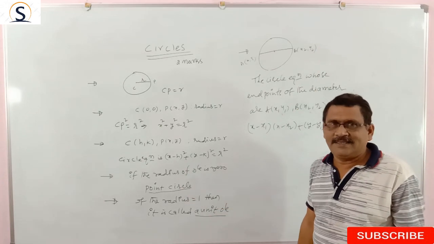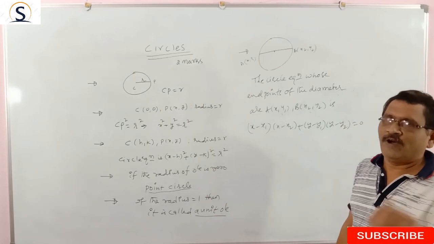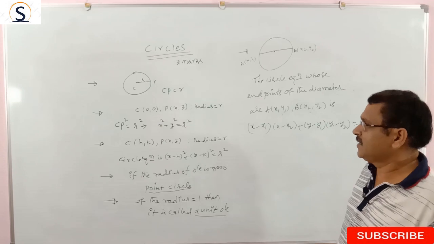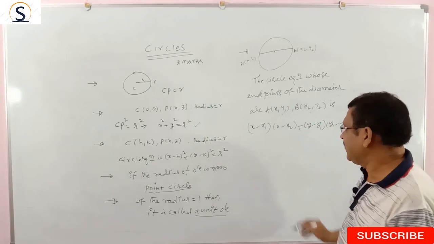Next, in another exam, the circle equation is given and you are asked to find the center and radius. Two bits are given, depending on the center and radius. Remember, this is the standard form equation of the circle.